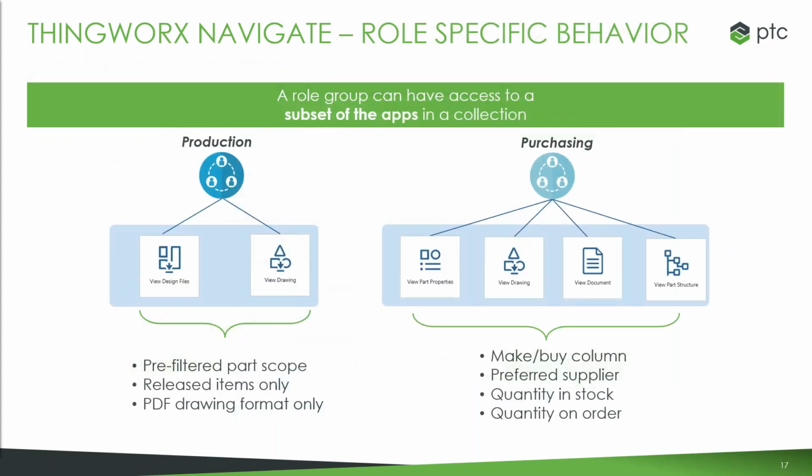The idea of that is to give you role-specific behavior. These groups can have access to a different subset and also see different information inside that. Our production people might need to view design files and drawings, but it's pre-configured so they can only view released items and only see PDF formats, whereas someone from purchasing might need to see a bit more than that. They might need to see part properties as well as view the drawings. They don't need to see the design files, but they may need to view documents and structured views. Those purchasing people might also have additional information they can see, like make/buy columns, suppliers, quantities, things like that. So that's the idea of being able to define and tailor these apps to the specific roles that you have within your organization to view that information.